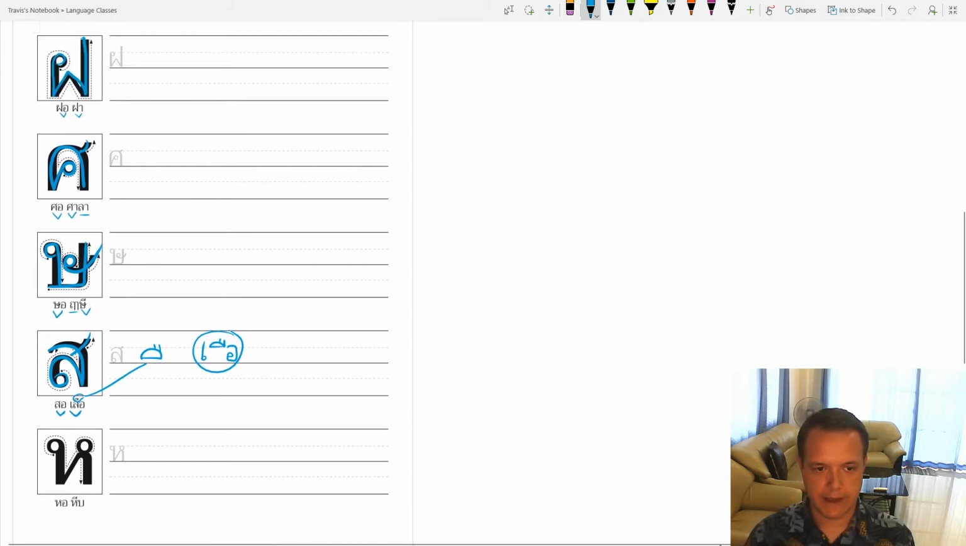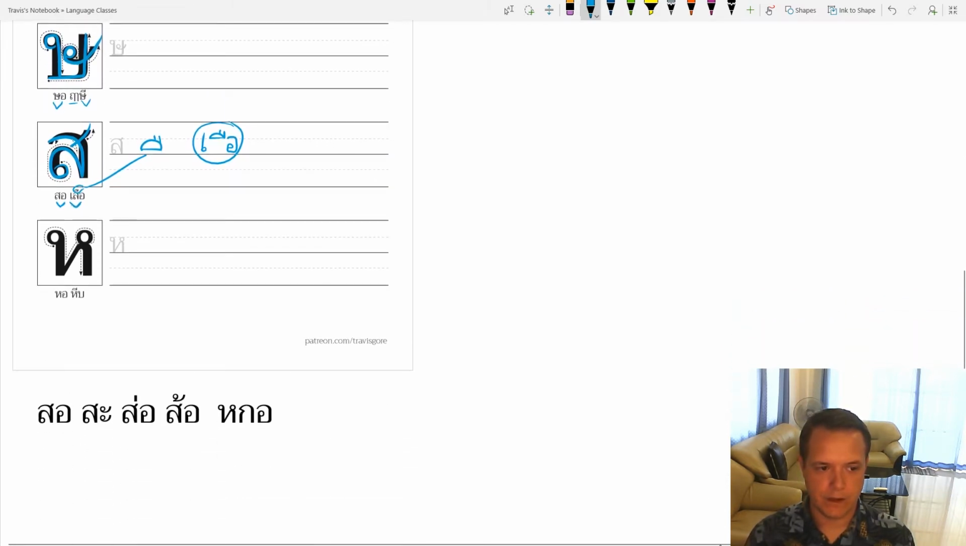And finally, we have haw heap. So rising and then a low tone. We draw it like this, starting with the circle on the left, go down, do this roller coaster loop, and then come back down to the bottom. Now, haw heap is a special consonant.